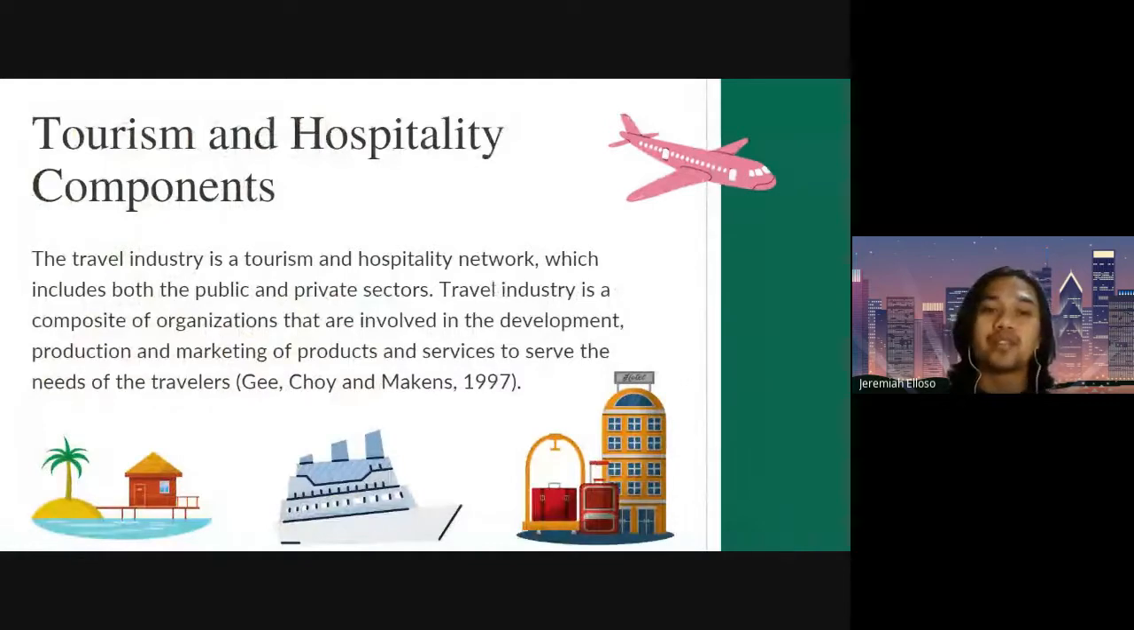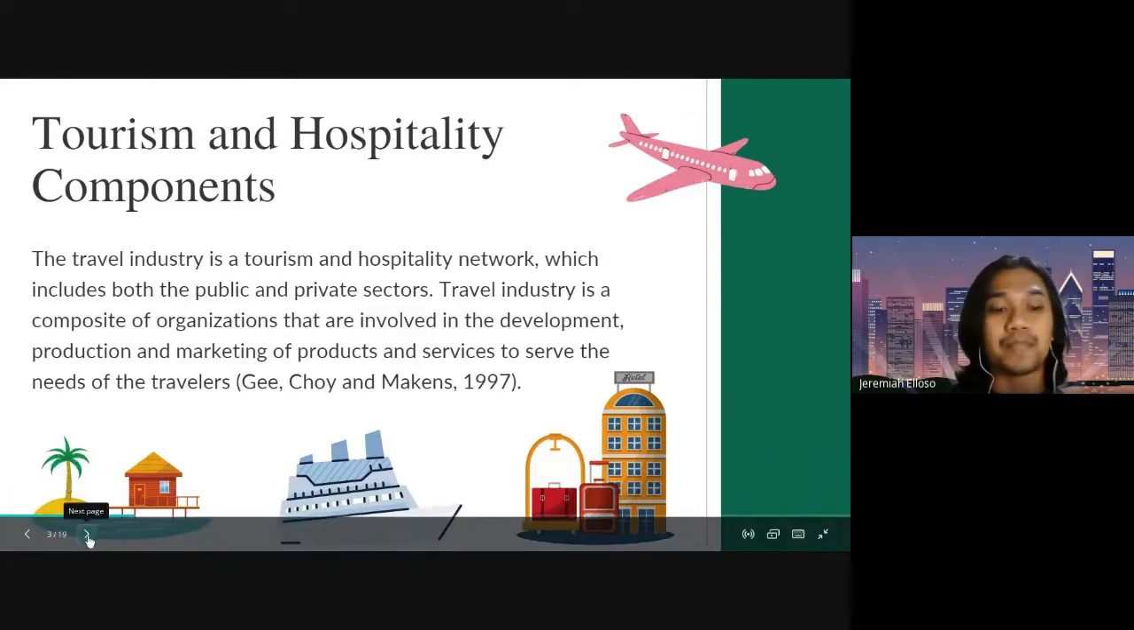So the travel industry is a tourism and hospitality network, which includes both the public and private sectors. Travel industry is a composite of the organizations that are involved in the development, production, and marketing of products and services to serve the needs of the travelers, according to Choi and Mackens, 1997. And you are very much aware of the diversity of the tourism and hospitality industry, as we have discussed with the umbrella of the hospitality and tourism.